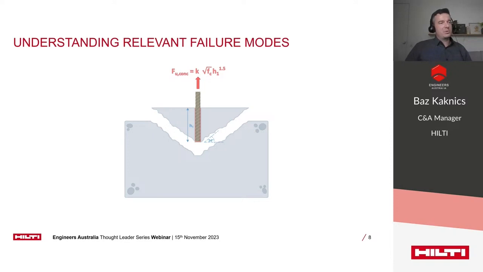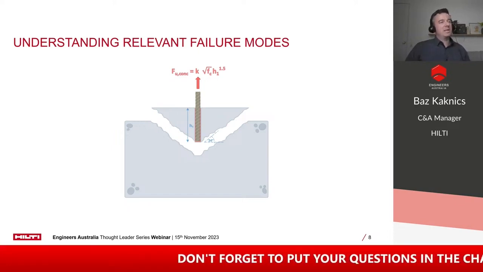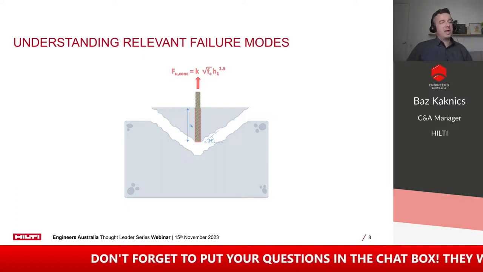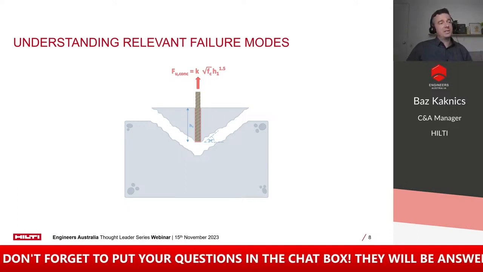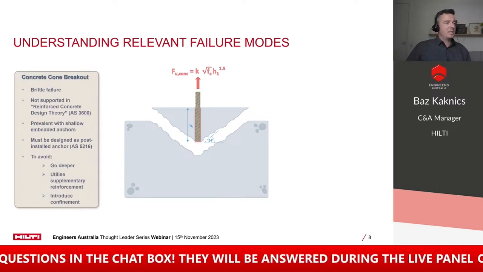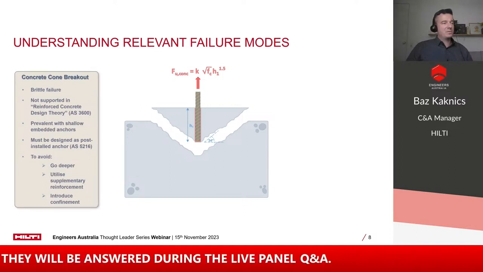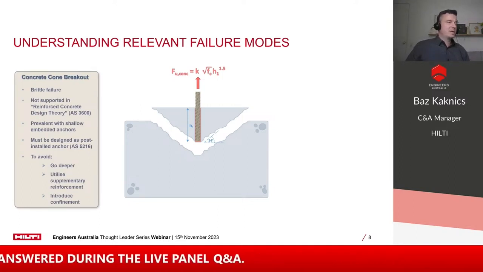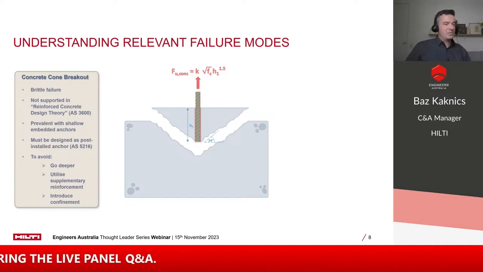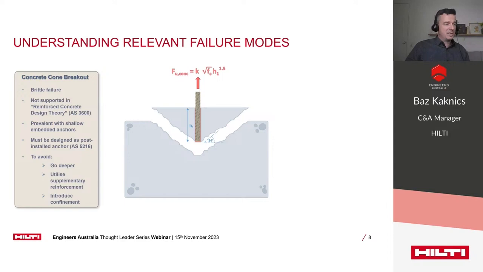Note that the cone capacity is directly proportionate to the concrete tensile strength, which here is expressed as the square root of the compression strength. And more importantly, there is an exponential function relative to the embedment depth, which means that selecting a deeper anchorage length will result in a significantly improved cone capacity. So to sum it up, the most basic failure mechanism is concrete cone breakout, which is an abrupt, brittle failure mode. Brittle failure modes and the utilization of the concrete tensile strengths are generally not supported in reinforced concrete design theory.